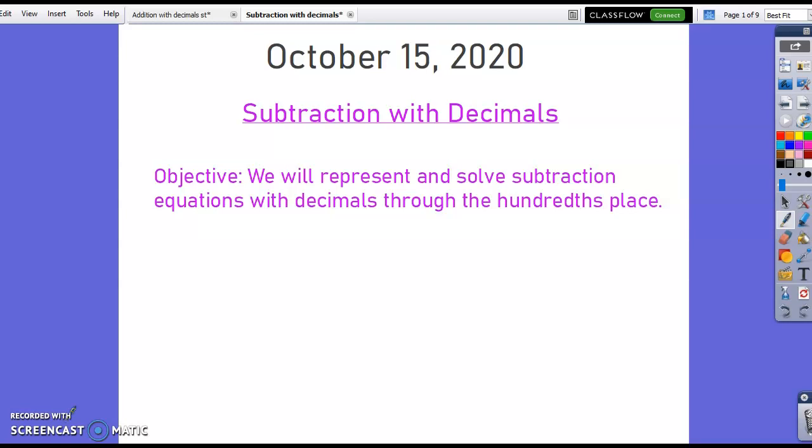Take a moment, pause the video, and add subtraction with decimals to your table of contents, and also turn your journal to a new clean page and add that as the title of today's lesson, subtraction with decimals.